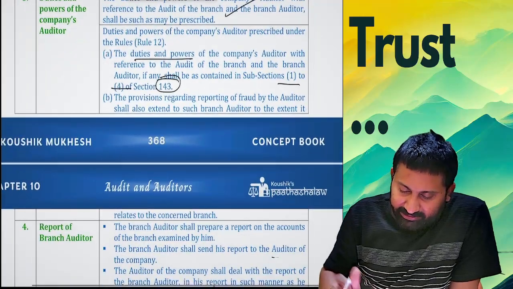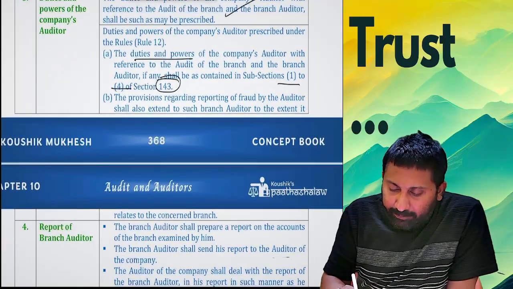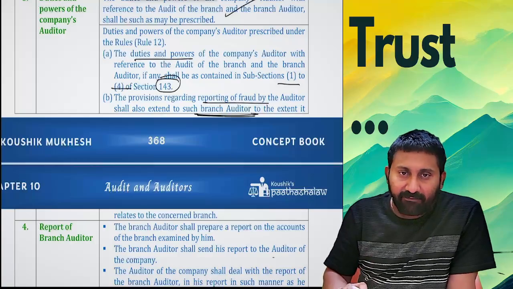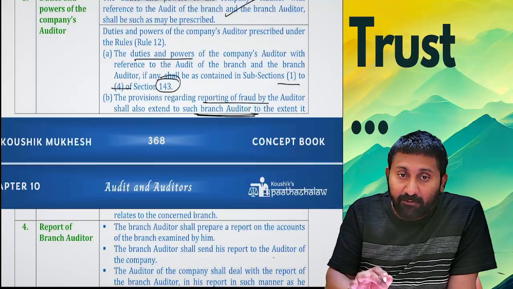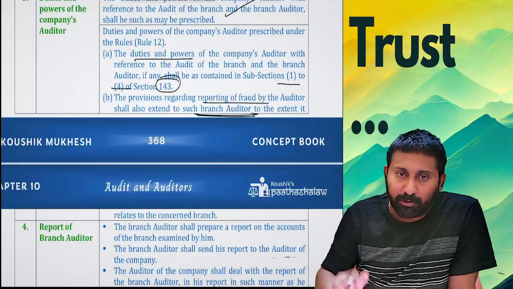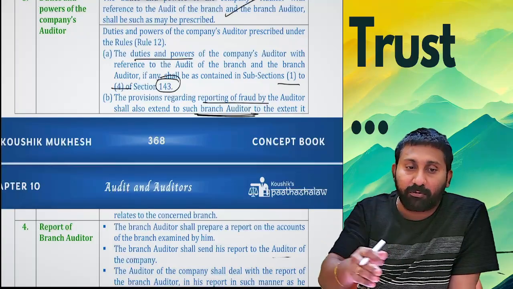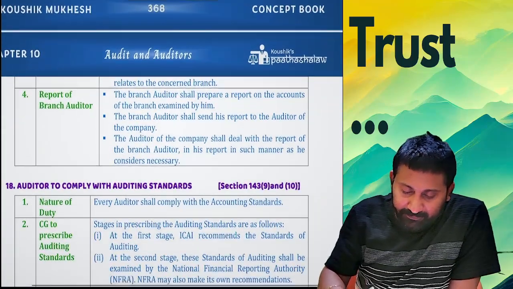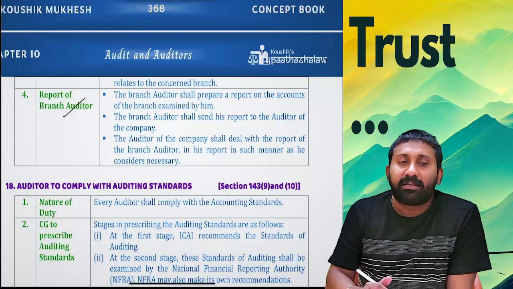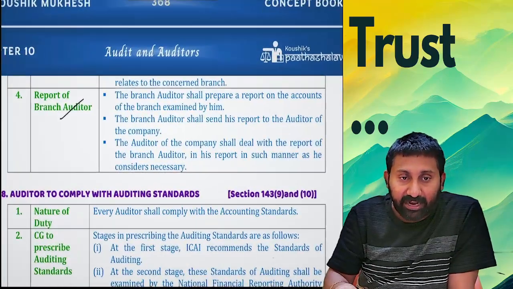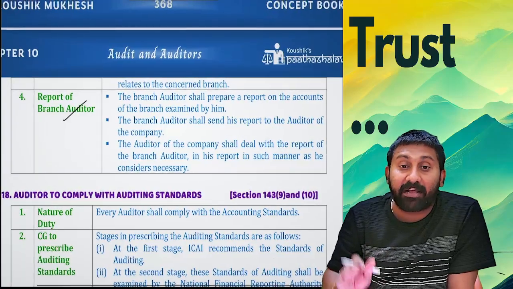Next, the provisions regarding reporting of fraud by the auditor shall also extend to such branch auditor. Whenever he identifies any fraud, the fraud has to be reported in his audit report and to the shareholders. The same is applicable even in case of frauds found in the branch office. Report of branch auditor: generally, the auditor will give an audit report in the AGM. Like that, the branch auditor will give a branch audit report.